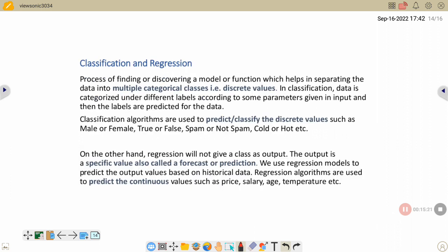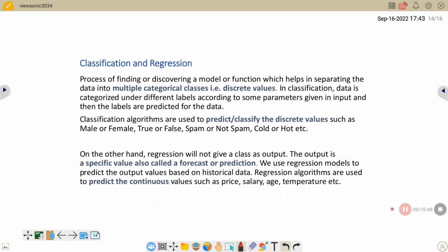So let us now discuss this. What is classification? It is the process of finding or discovering a model or function which helps in separating the data into multiple categorical classes or discrete values, as I said. In classification, data is categorized under different levels according to some parameters given in input, and then the levels are predicted for the output.